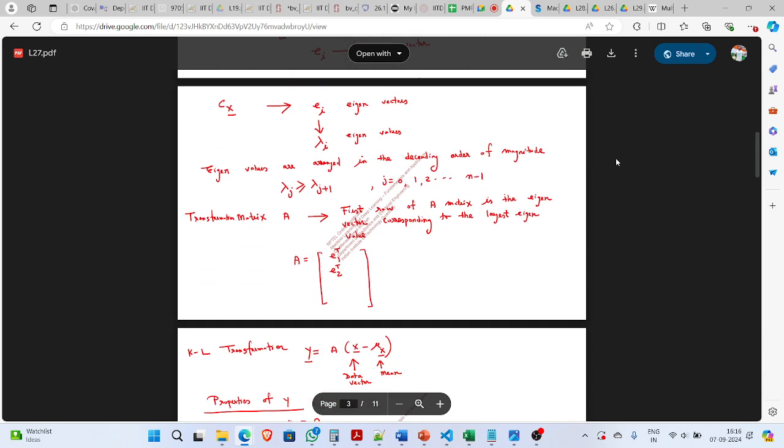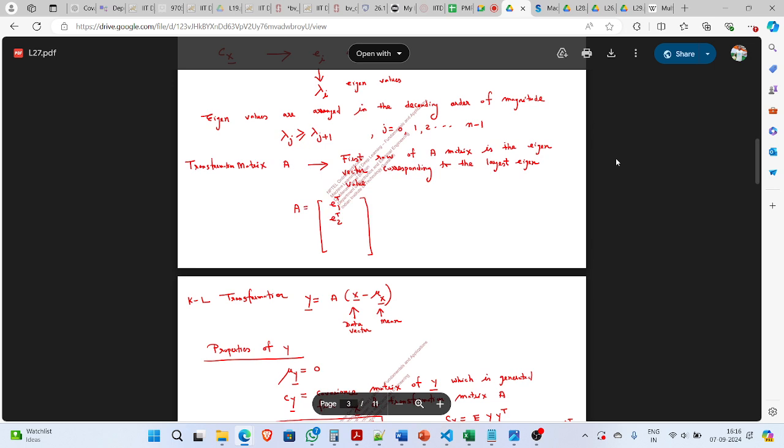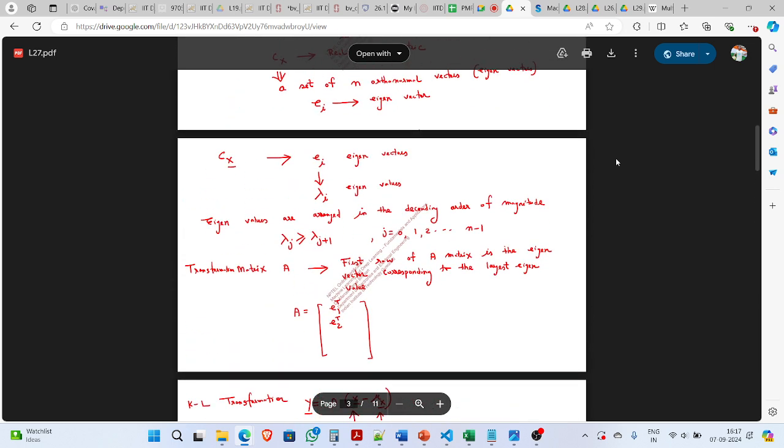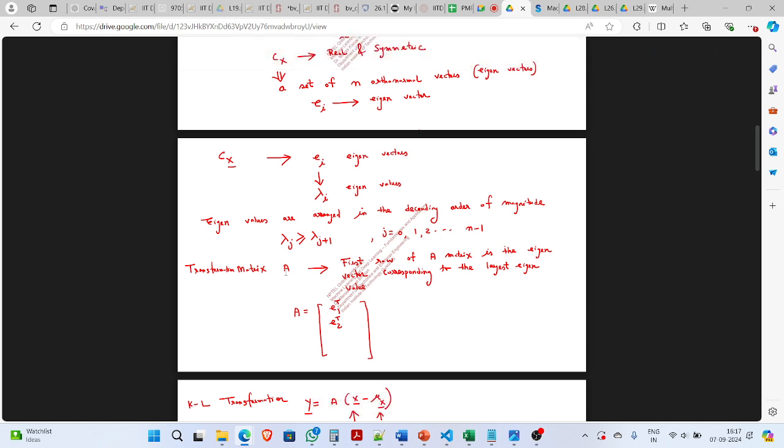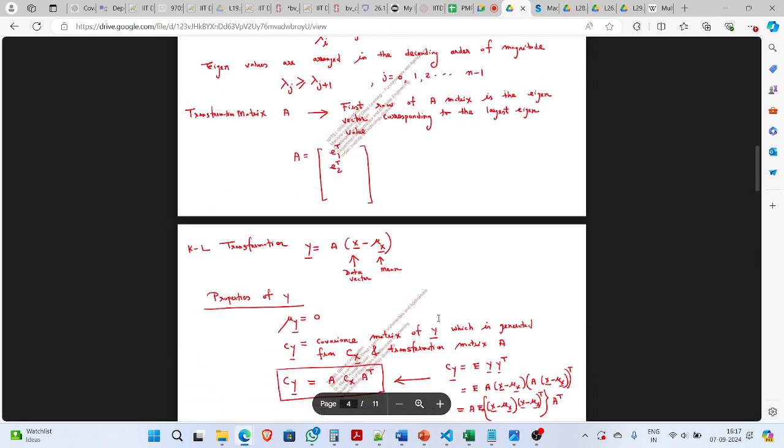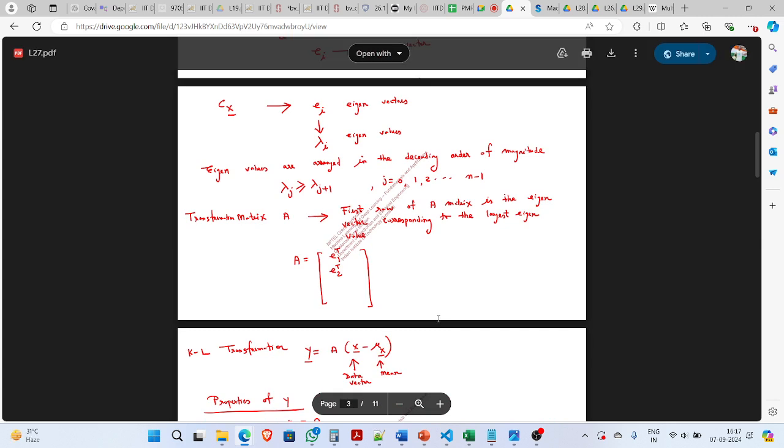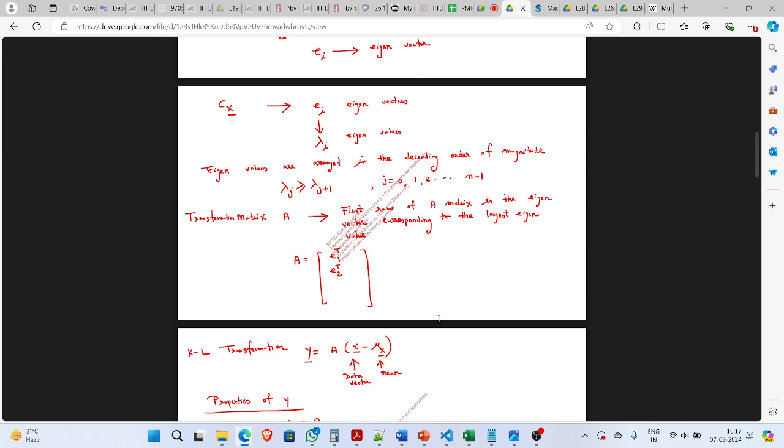So this is the situation we have. What transformation matrix are we going to use? This is the transformation matrix A we have defined, in which the eigenvectors are stacked in the rows one after another. That is why you see E1 transpose, E2 transpose, like that, up to however many eigenvectors it has, whatever the dimension will be.